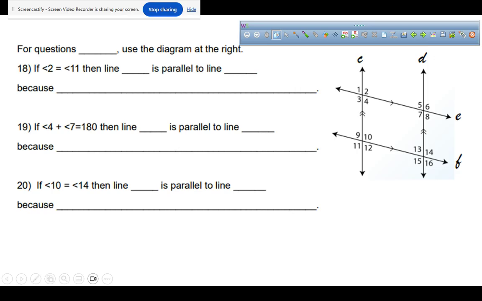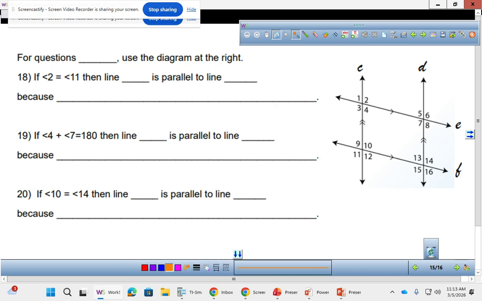For problems like this, and this is a typo, I don't know if it says this on your paper or not, but it should say 18 through 20. All right, so for problems like this, I like to redraw because there's a lot more information in this picture than I need for each given problem.